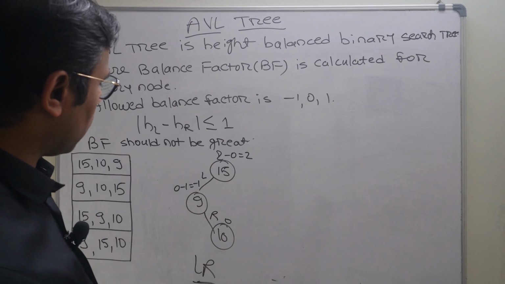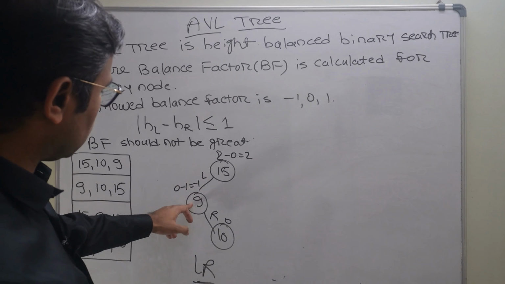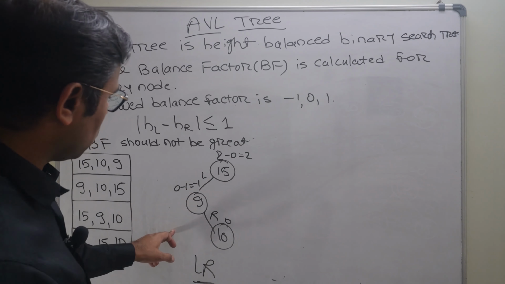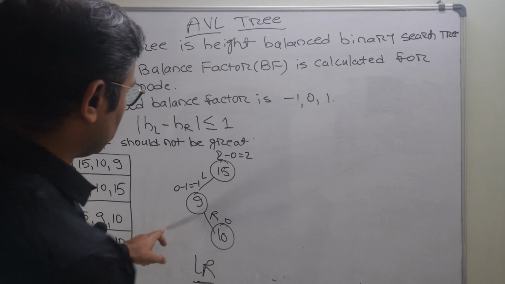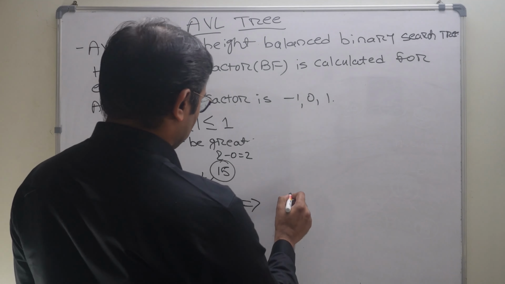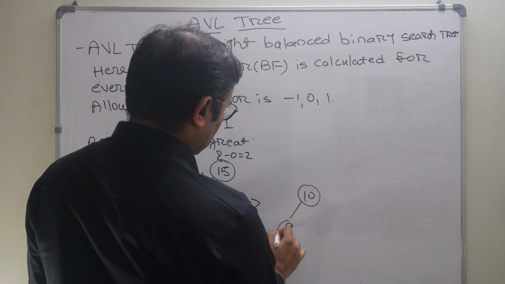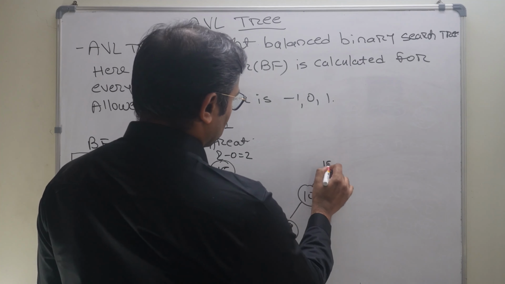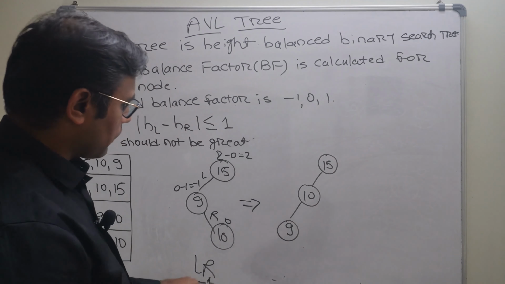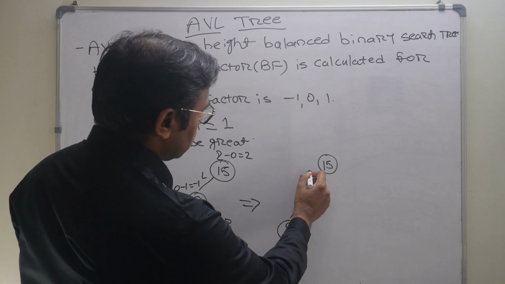So what happens in LR rotation? We have to move this node, that is 9, to the left, and 15 will come here. So I will do the first rotation, L. It will be 10 will come here, 9 will come here, and 15 will be here. So this is L, and then there is R. Now if you look here again, this is LL rotation. So this is L and L.